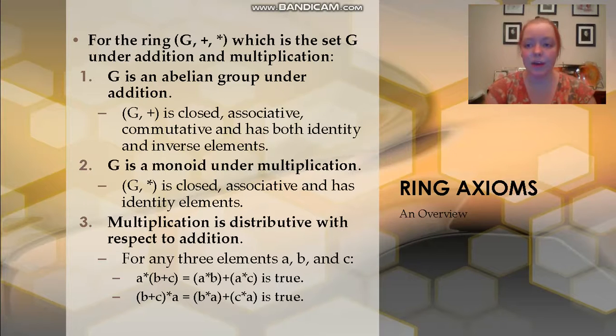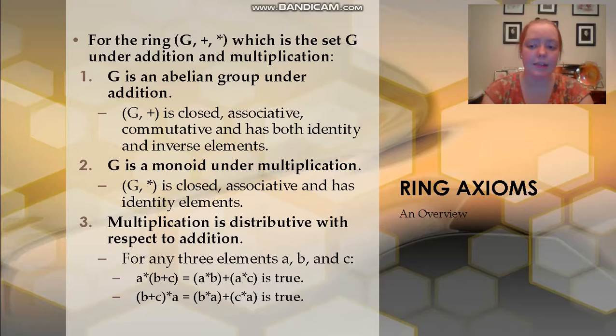A ring has this set of notation. For the ring G, the set G under addition and multiplication, it needs to satisfy 3 axioms in order to be considered a ring. The first one is that G under addition has to be an abelian group. So the group G under addition has to be abelian, which means, again, it has to be closed, associative, commutative, and have both identity and inverse elements.